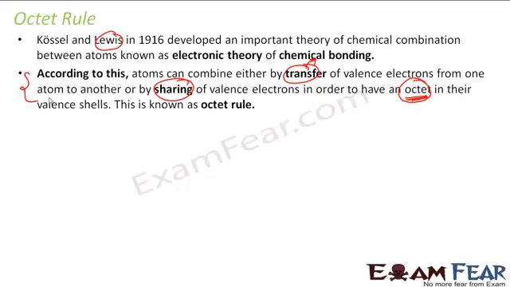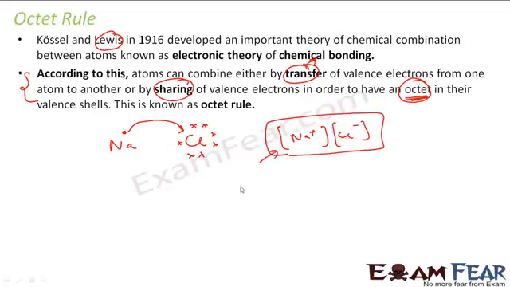As I have explained, for example, sodium chloride: the Lewis structure is Na with one dot, because sodium has one electron in the outermost shell. Chlorine has 7, so it will be 7 dots or 7 crosses, doesn't matter. Sodium can easily lose one electron to get stable. Chlorine readily accepts one electron to get stable. So this becomes Na plus, stable, and Cl minus, stable, and both are attracted by the electrostatic force. So this is NaCl, and thus sodium and chlorine combine to form sodium chloride. This is the case of transfer of electrons.